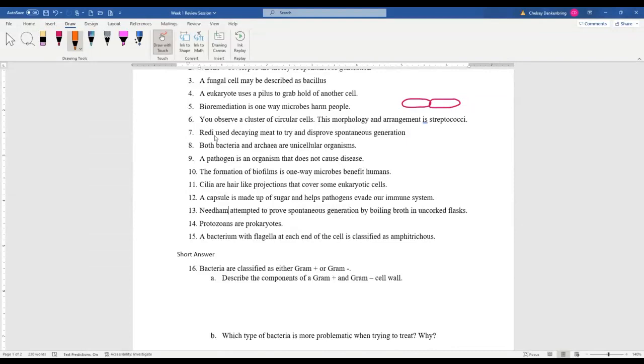Okay, let's keep moving. Number 9, a pathogen is an organism that does not cause disease. True or false? Ready, go. Sorry, I forgot about that part. Good, that's false. You're going to hear the word pathogen probably more than any other word in this class. A pathogen is a disease-causing entity. Notice the word I chose, y'all, because prions and viruses are pathogens, right? They make people sick, but they're not organisms.